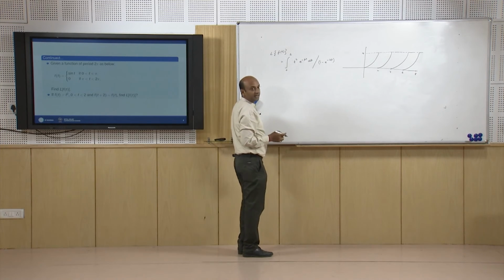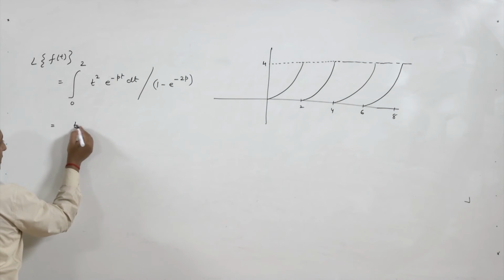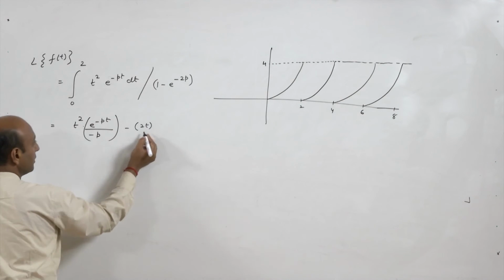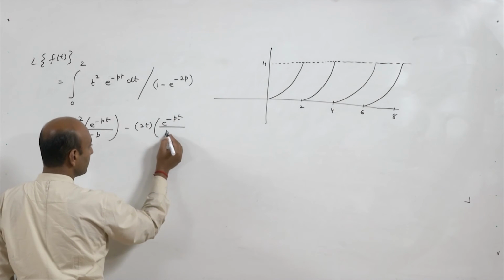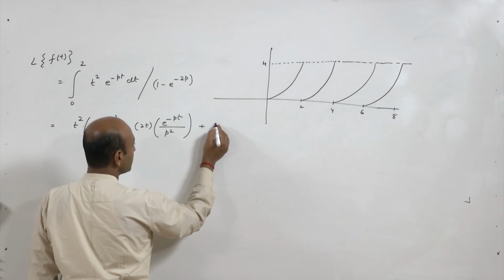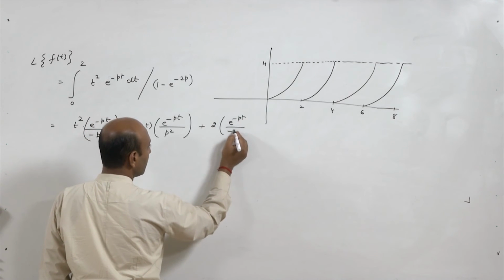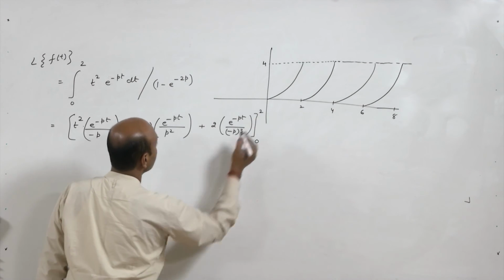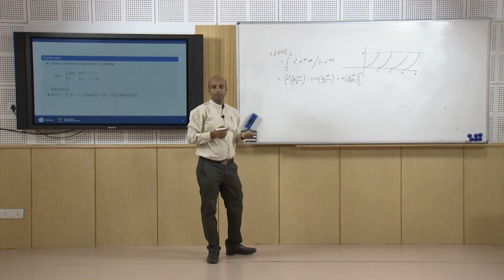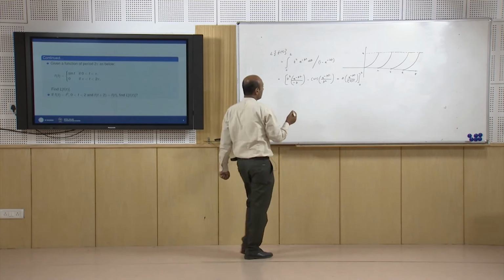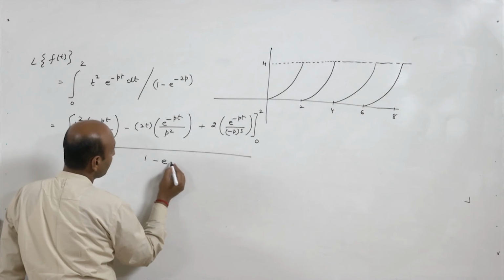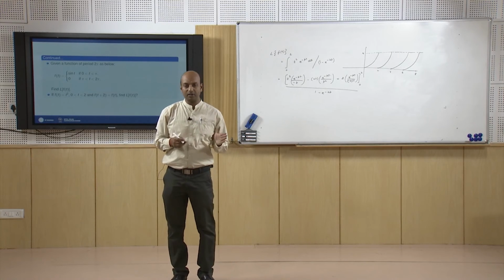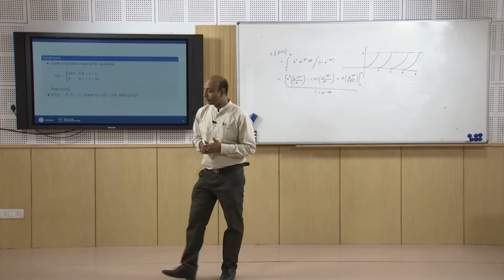So this you can integrate by applying integration by parts. The integration is simple: t square e^(-pt) upon minus p, then negative 2t e^(-pt) upon p square, then plus 2 e^(-pt) upon minus p cube. Here I have applied the concept of integration by parts directly. You can find it by applying integration by parts also, and then the whole expression divided by 1 minus e^(-2p). So you can simplify, and find the Laplace transform of this function f(t) by substituting t equal to T and t equal to 0.